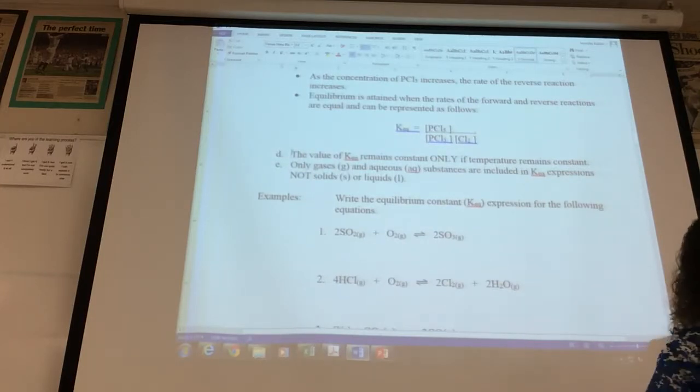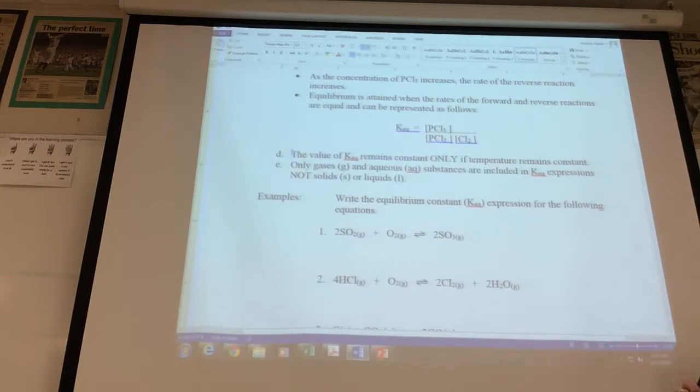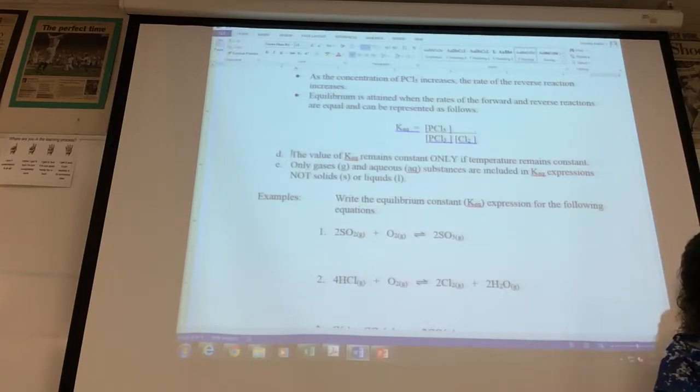One point to make, and we'll come back to this later on: the value of KEQ remains constant only if temperature remains constant. Temperature is the only factor that can alter the value of KEQ. There are factors that alter equilibrium, but they don't alter the value of KEQ. Only temperature can alter the value of KEQ.